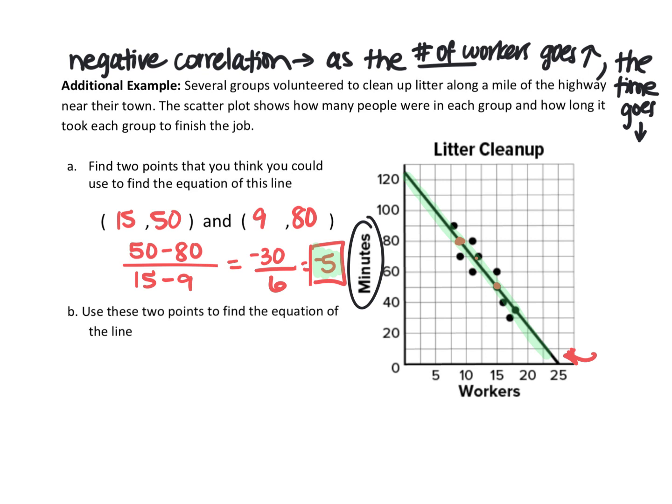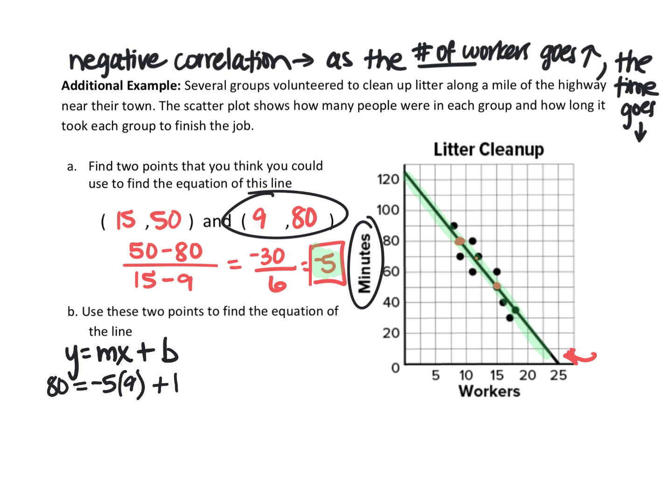Now to write my equation of the line of best fit, I can use 2 different forms. I could use y equals mx plus b form, or I could use point-slope form. I'm going to use y equals mx plus b because that's what most of you were using the past couple days. So I'm going to plug in my slope, negative 5. I'm also going to plug in an x and a y coordinate. I'm going to use 9 and 80. So instead of an x, I'll put a 9, and instead of a y, I'll put an 80. And I don't know my y-intercept. Again, you can't just eyeball that.